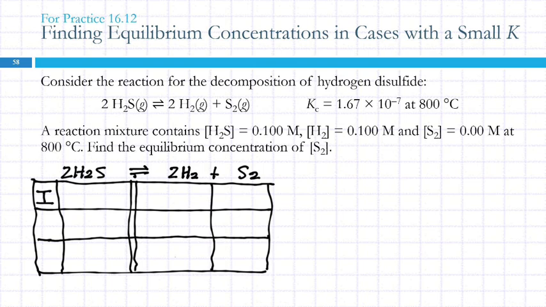First row is I, second row is C, third row is E. Initial, change, equilibrium. Write in the initial concentrations. These are given. 0.1 molar. And hydrogen is also 0.1 molar. And sulfur is 0.